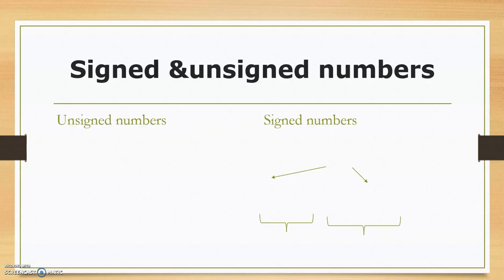There are two number representations, that is signed representation and unsigned representation. Signed numbers means we have both positive numbers and negative numbers. Negative numbers also come in signed representation. And in unsigned numbers, we have only the positive numbers.